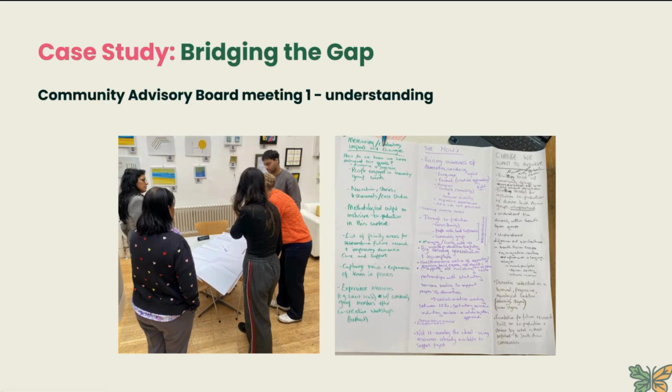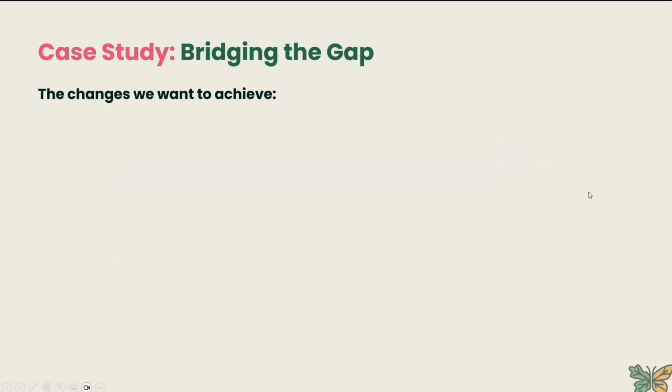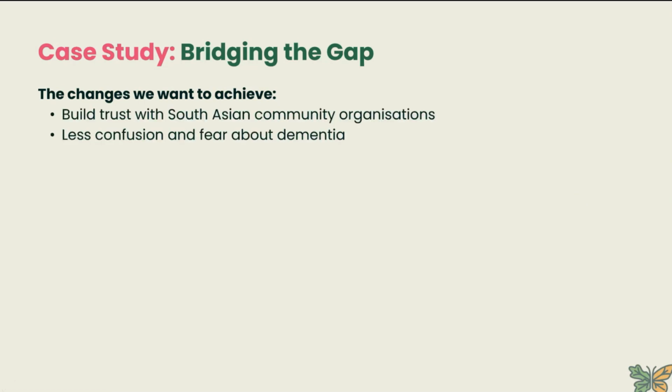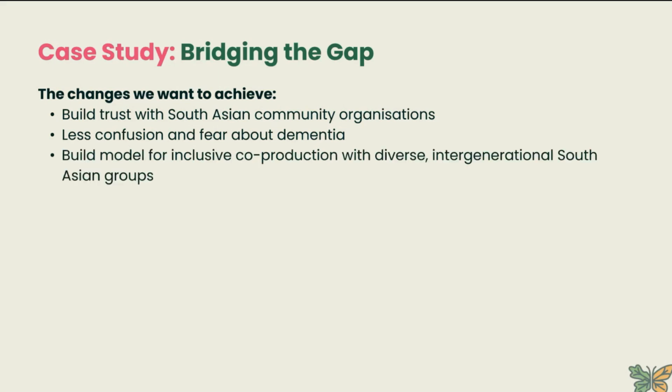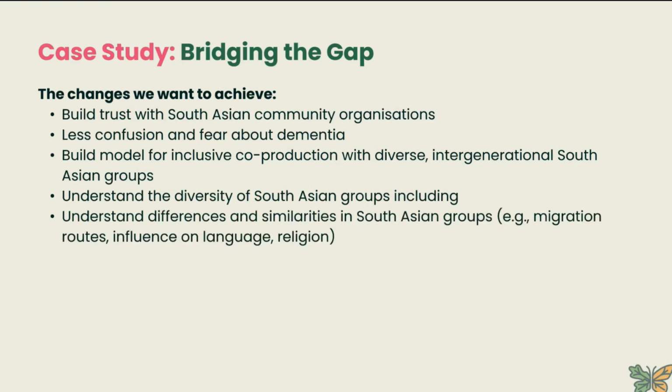So our roadmap looked something like this. These were the changes we wanted to achieve: building trust in South Asian community organisations, less confusion and fear about dementia within the community, building a model for inclusive co-production with diverse intergenerational South Asian groups, understanding the diversity of South Asian groups, including understanding differences and similarities, for example, migration routes, influence on language and religion.